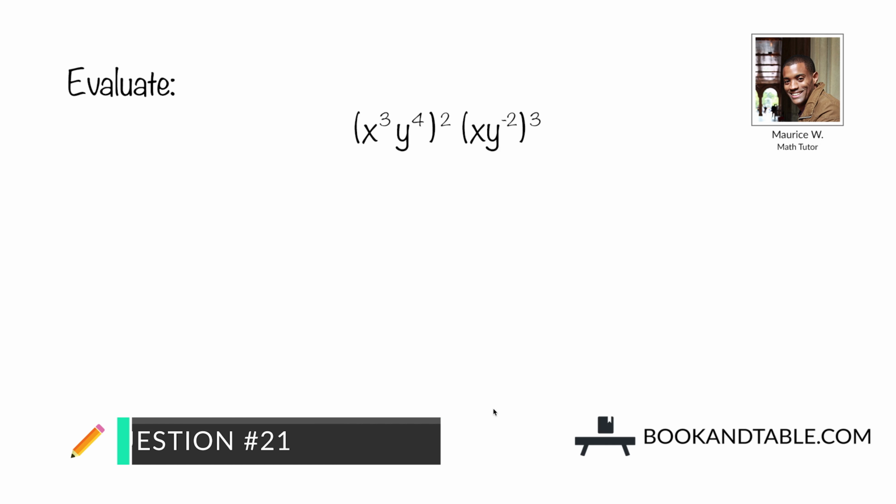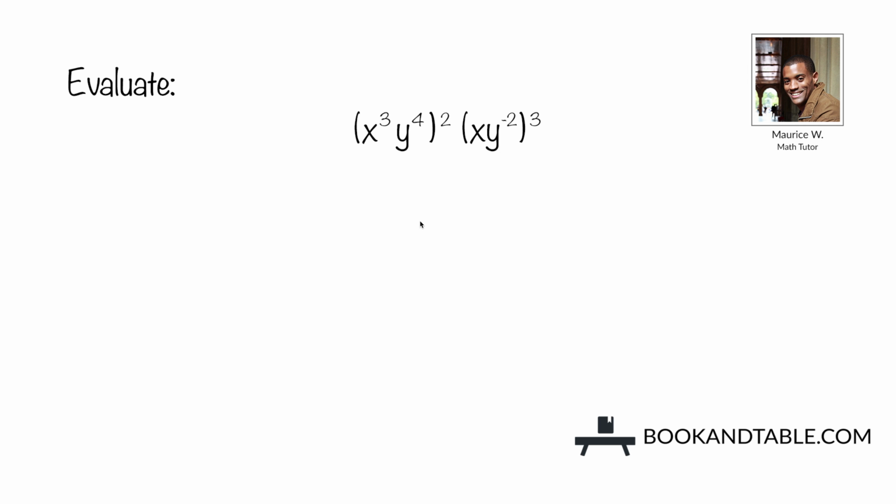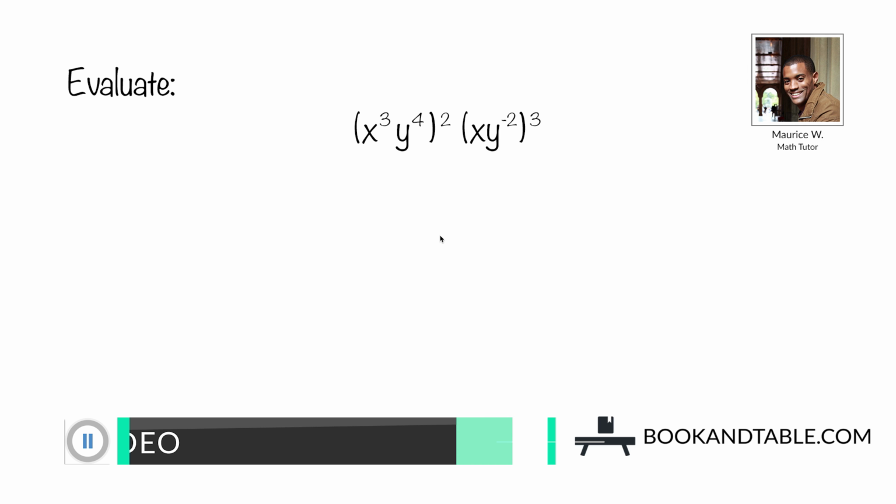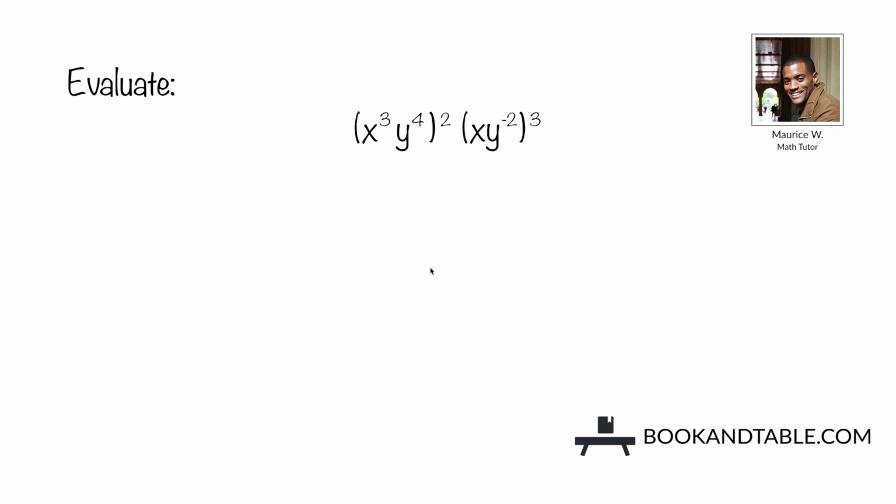Let's have a look at question number 21. Evaluate x to a power of 3, y to a power of 4, raised to a power of 2, times x, y to the negative 2 to a power of 3. Pause the video, answer this question, and then press play when you are ready to begin.